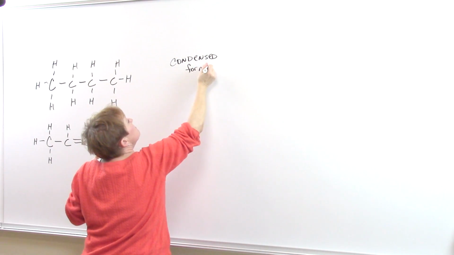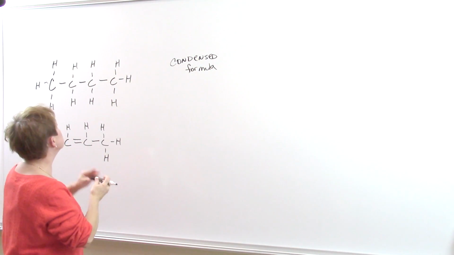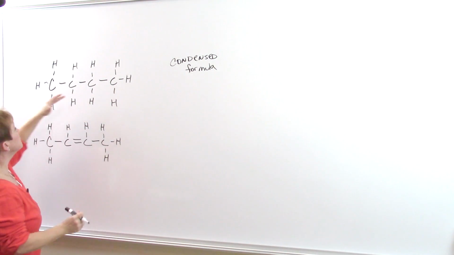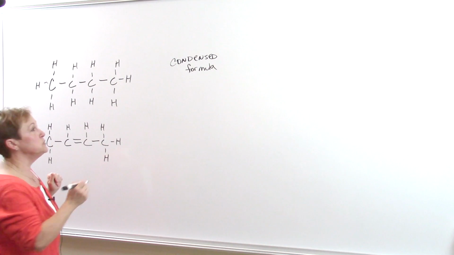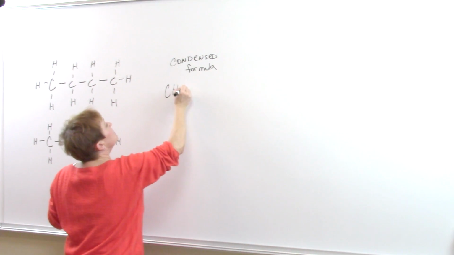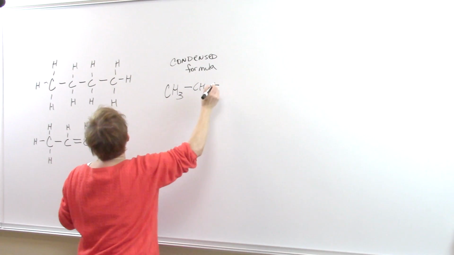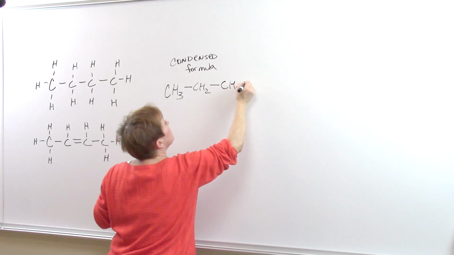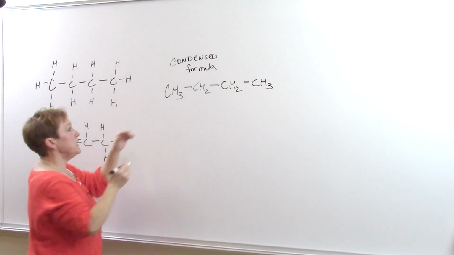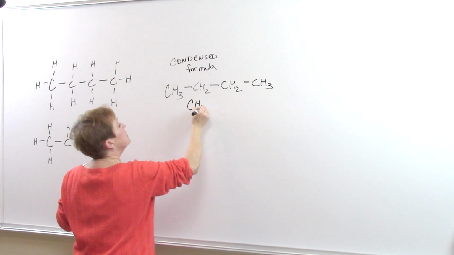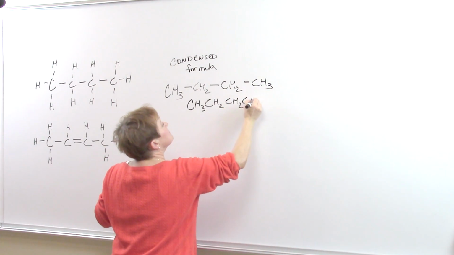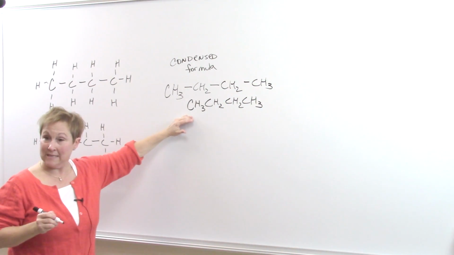Now, when we write the condensed formula, what we have to remember is that every carbon atom has 4 bonds to it. So we basically write the carbon atoms as the backbone with the hydrogens bonded to it. So this condensed formula would be CH3 bonded to a CH2 bonded to a CH2 bonded to a CH3. That's one way of writing it. Another way is just to get rid of the bonds. And there's the true condensed formula.